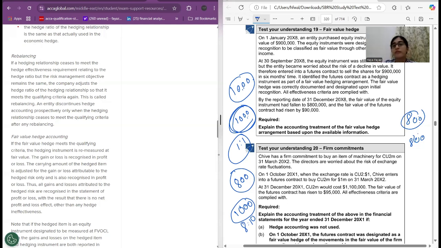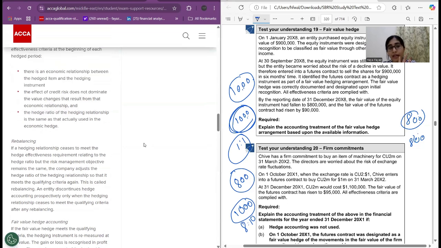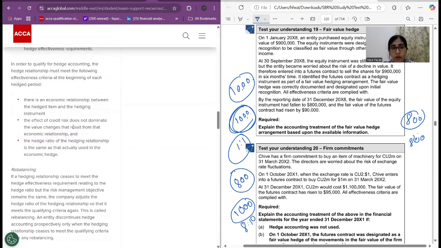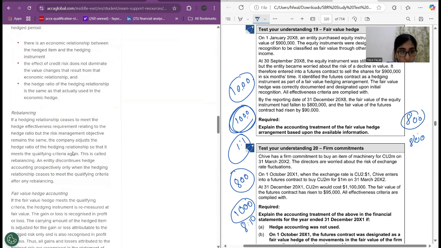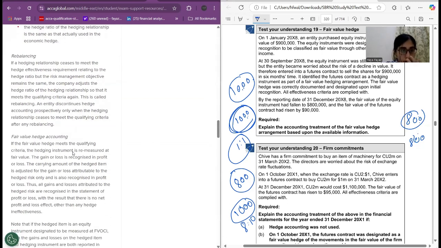And after this also, if they find out that this does not really meet, maybe because other criteria are not being fulfilled or whatever, then we will discontinue the hedge accounting, because now it does not meet the hedge accounting criteria anymore. It does not qualify anymore. So this is the thing.